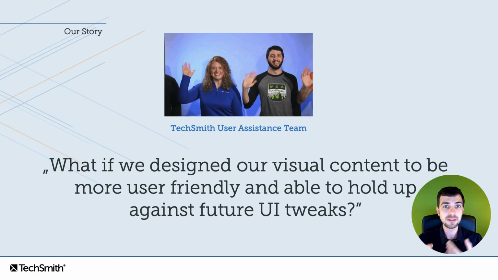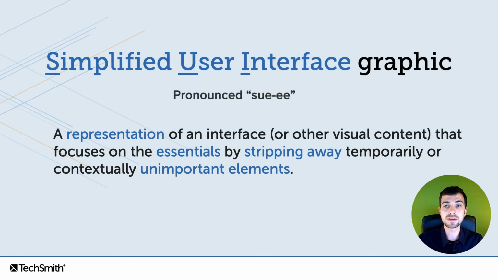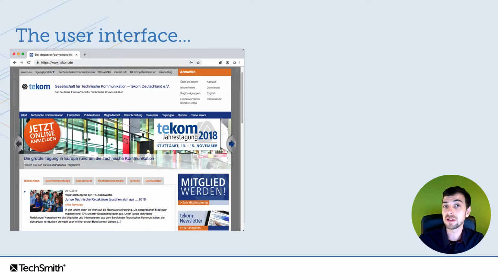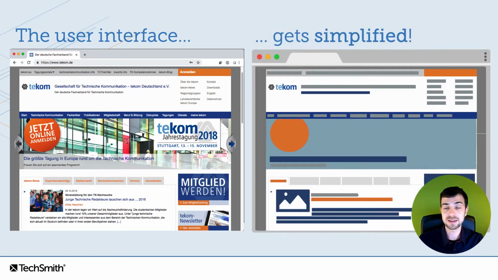And they didn't invent the solution, but they started using a tactic quite a bit that is called Simplified User Interface, or SUI. And SUI is essentially a representation of a software interface that focuses on the essentials by stripping away temporarily or contextually unimportant elements. So in other words, we're going from a complex user interface like the one we're seeing right here on the left to a more reduced version on the right side that is in fact simplified, and only key elements, like in this case the tekom logo and a few other things, remain visible, while all other elements are being reduced to those simpler shapes. Let me show you another example.